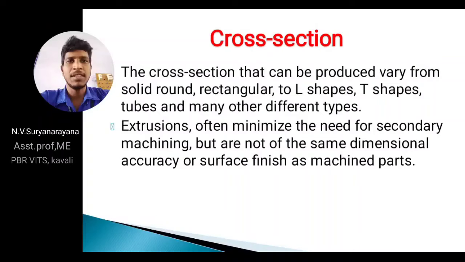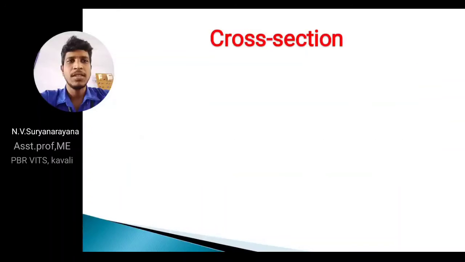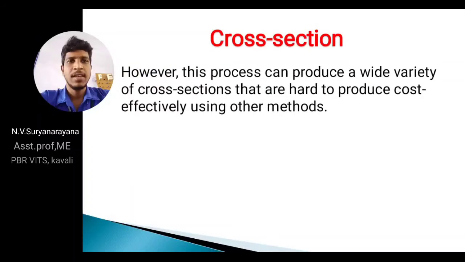The main advantage of extrusion is that it often minimizes the need for secondary machining. That means after the output comes from the extrusion die, further machining is eliminated or minimized compared to other processes. However, this process can produce a wide variety of cross sections that are harder to produce cost effectively using other methods.